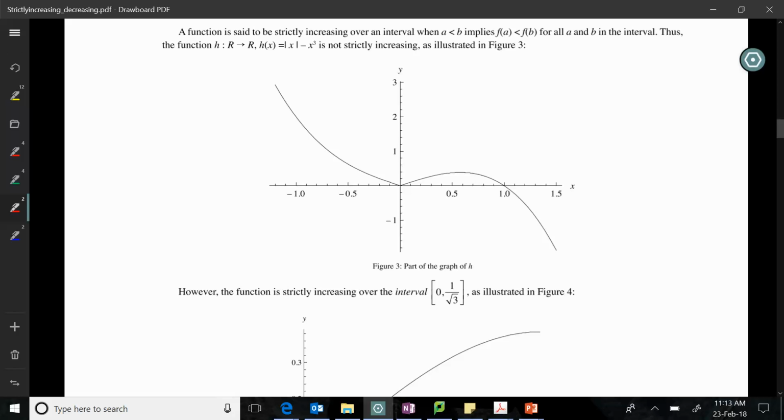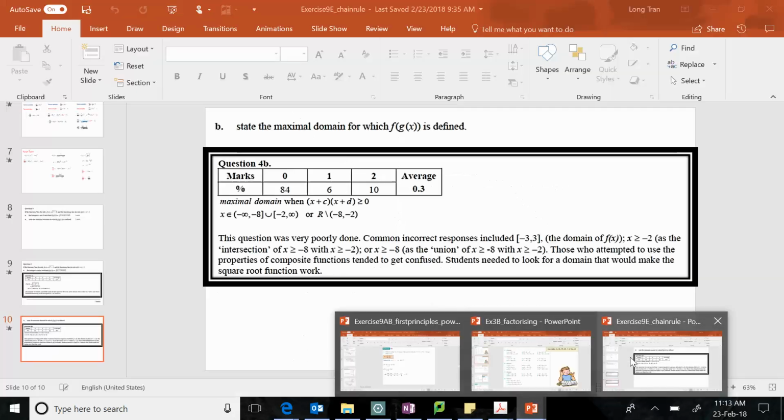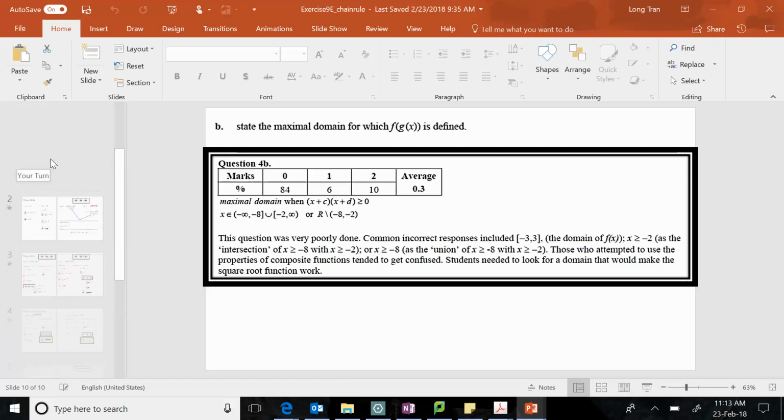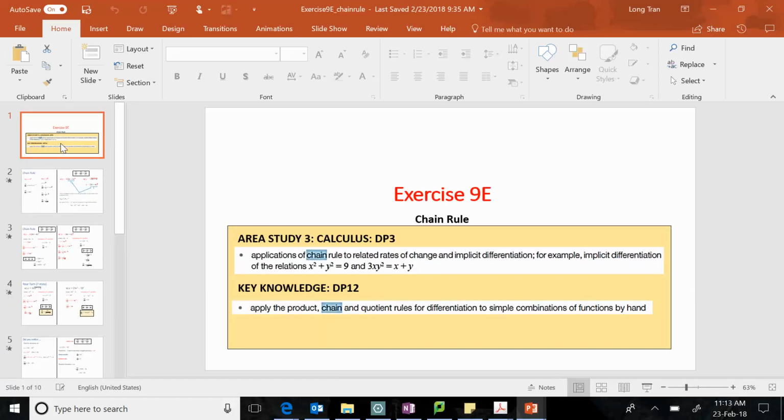To me, they could have said that from the beginning instead of giving us a definition. It doesn't apply to that. I don't know. Doesn't make sense. But anyways, let's go to exercise 9E today. I'm going to switch the cable so that it doesn't lag.